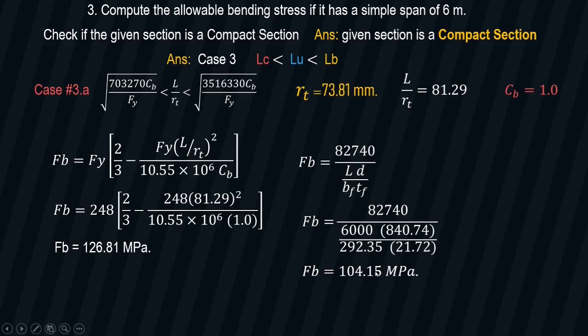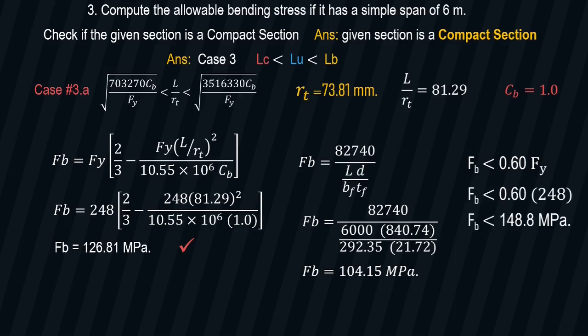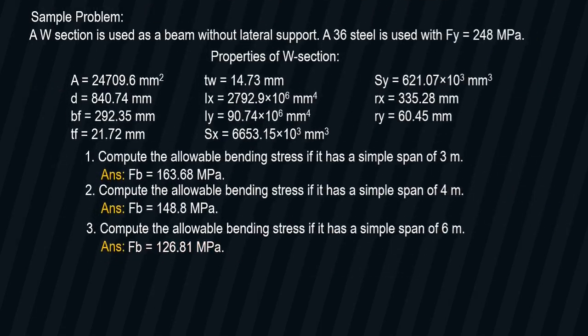Since 104.15 is lower than this one, we will use this one because the value of FB, this one, should not be lower than the value of this one, which is correct. It is not lower than this one. So we'll use this value. But before you give your final answer, you also need to check this one because your FB for case number 3 should not be lower than 0.60 Fy. And 0.60 Fy is equal to 148.8 megapascal. Since it is not larger than 148.8 megapascal, then this is your final answer: 126.81 megapascal. And that is your answer for item number 3.